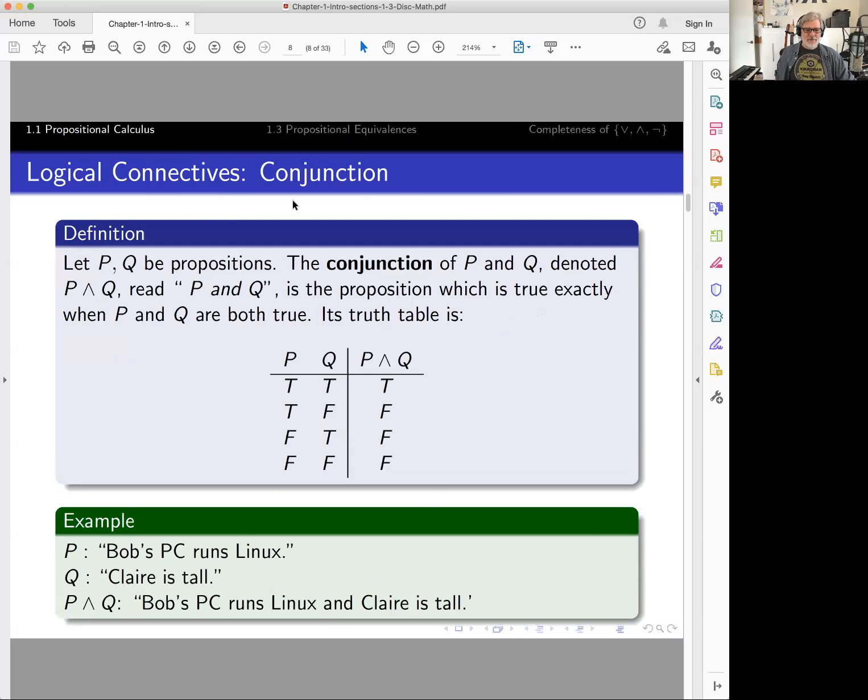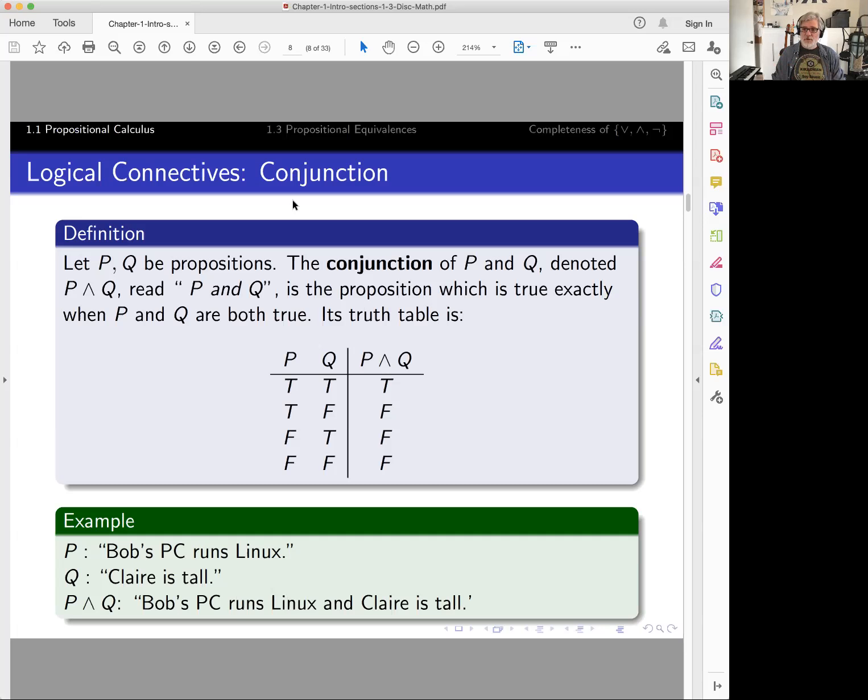Let's take a look now at an actual connective that connects two things. We now have two propositions, P and Q, and we're going to build a new proposition from those two, which is called the conjunction. The notation looks like intersection, and it's not a coincidence. There's a reason for that. This is read P and Q. And this is the proposition which is true exactly when both P and Q are true.